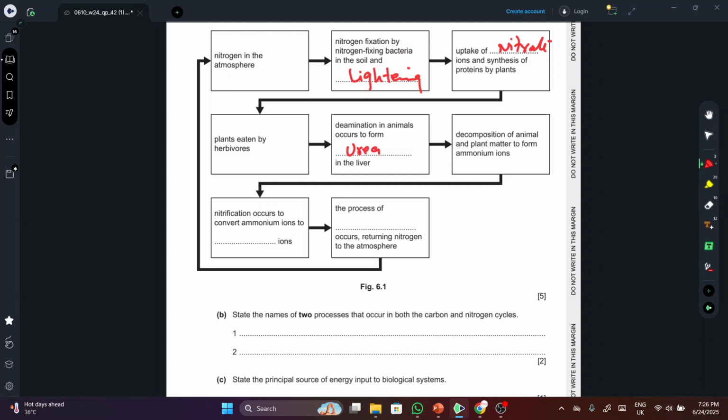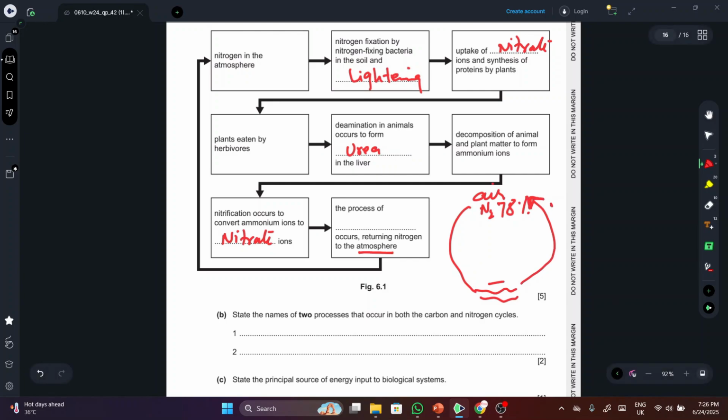Next is nitrification occurs to convert ammonium ions. So when nitrification occurs, ammonium is converted into nitrates. The process of dash occurs returning nitrogen to the atmosphere. So the air nitrogen, which is 78%, converts into soil nitrates, and this one process which returns the remaining nitrogen into the air is called denitrification.